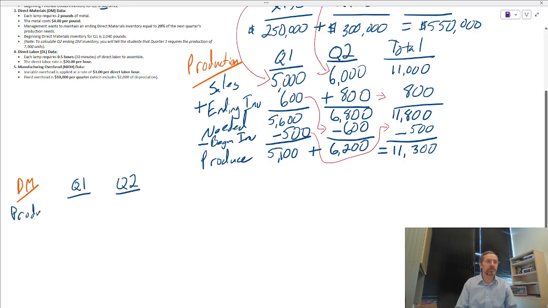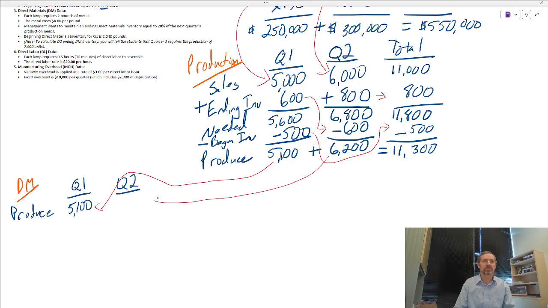So let's say for quarter one, we are going to produce 5,100 lamps. Now, where did we get that? That came directly from the production budget. So we are going to put that right in there. And the 6,200 is going to go into the beginning of quarter two there. All right. So we know that.